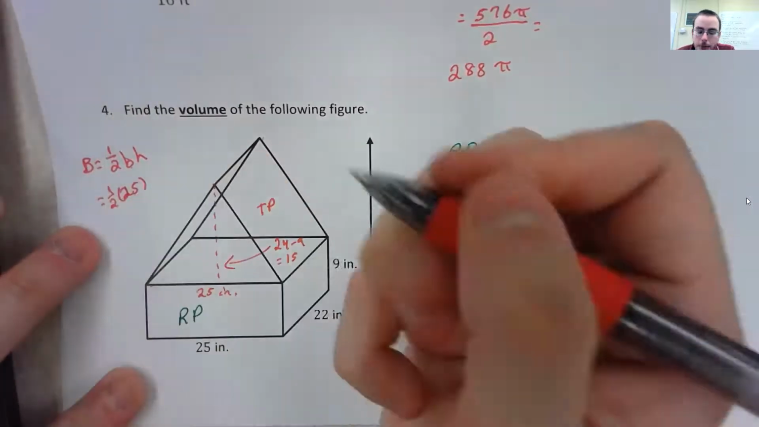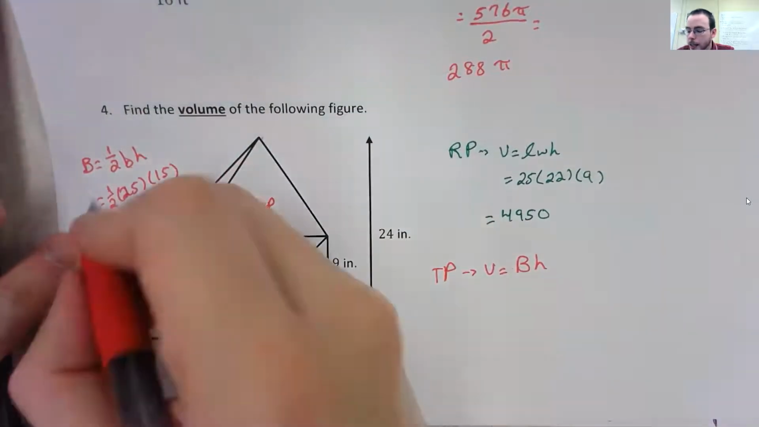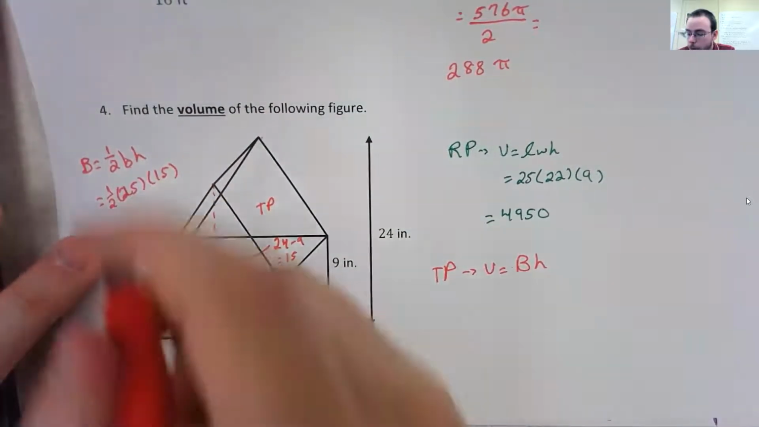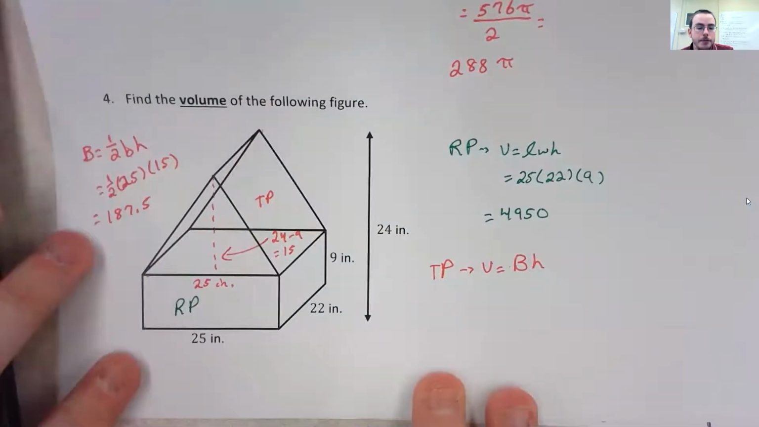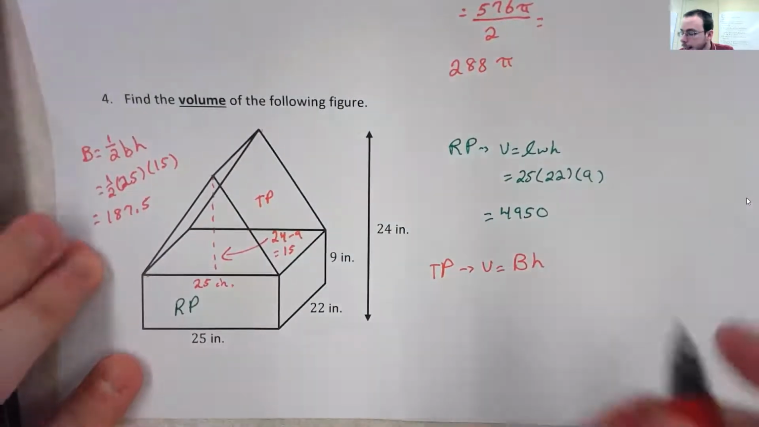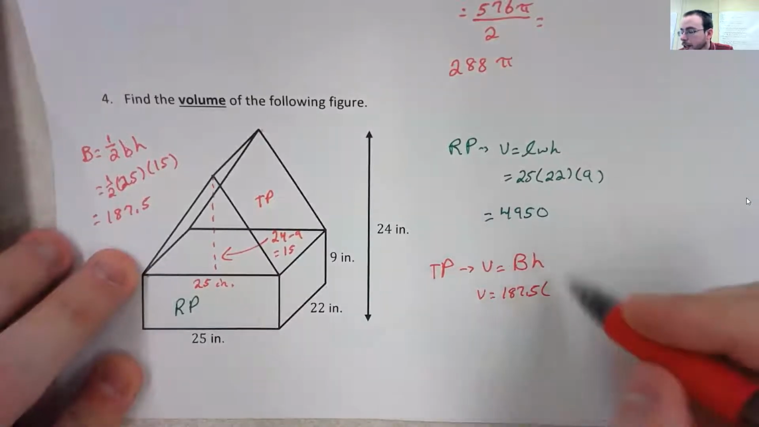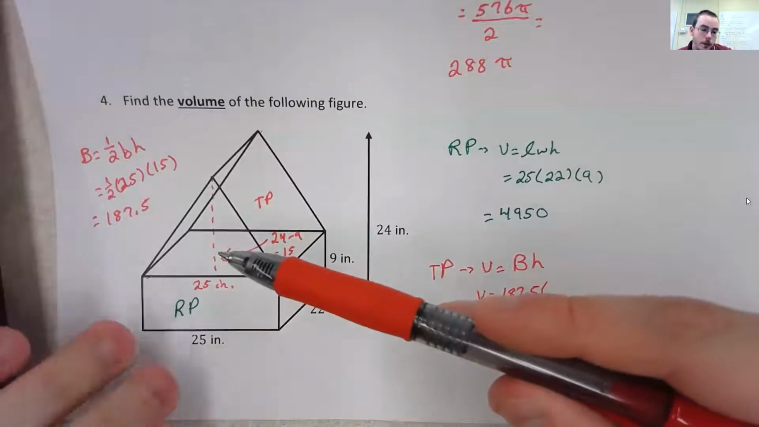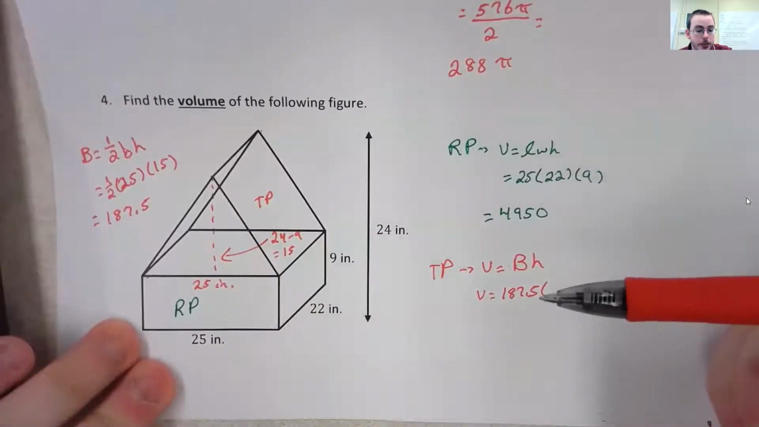So 1/2 times 25 times 15. And if you multiply all of that together, you get that big B would be equal to 187.5. So we can plug that in here. Now this H is not the height of the triangle. It's the height of the triangular prism.